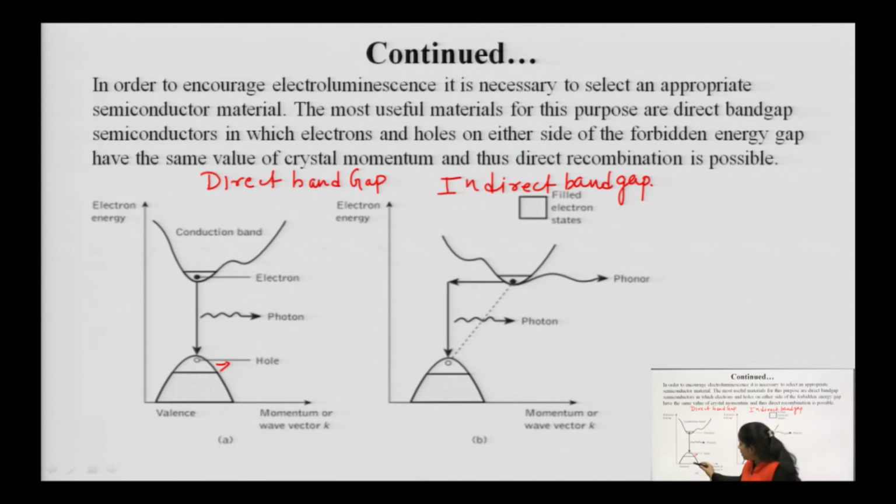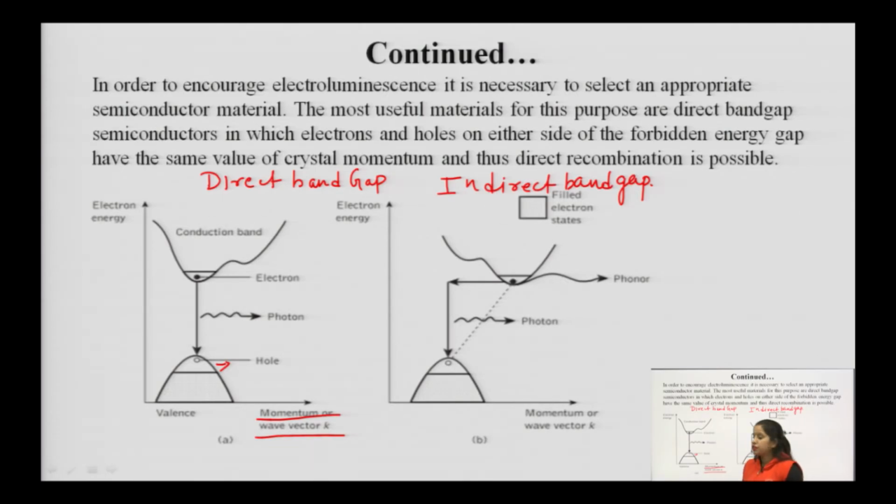In between the valence band and the conduction band, different types of energy levels also exist. So, we can say the upper energy level of the valence band and the lower energy level of the conduction band should have the same momentum or wave vector. Again I am repeating, in the case of a direct band gap semiconductor, the upper energy level of the valence band and the lower energy level of the conduction band have the same momentum or wave vector.